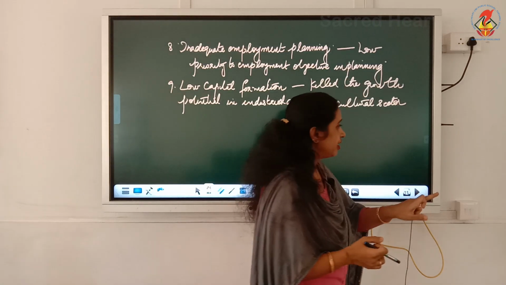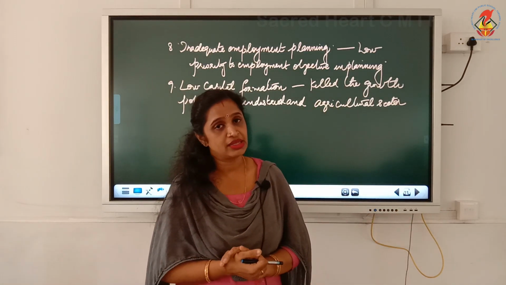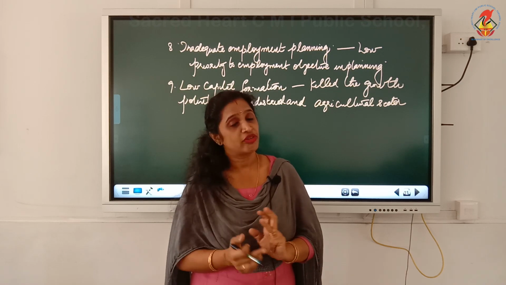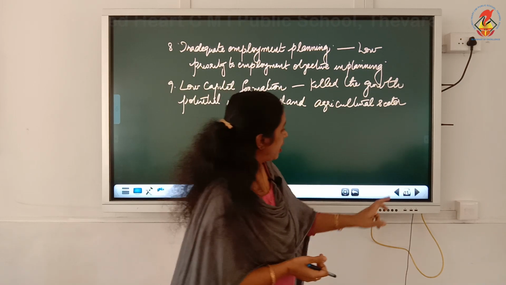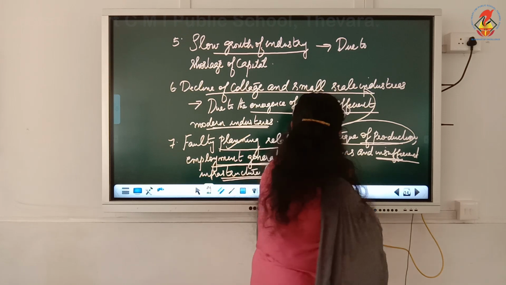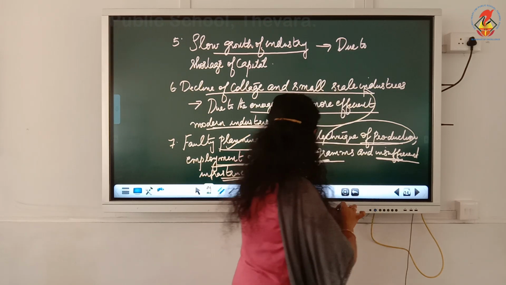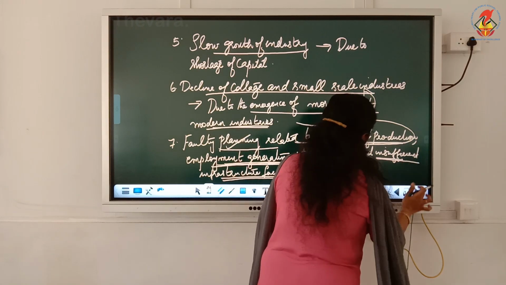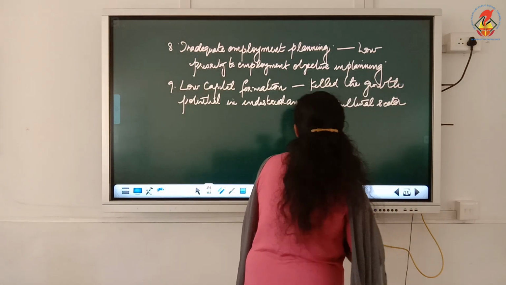So faulty planning. So under the faulty planning, there are three concepts that you have to explain. One is lack of infrastructure facilities, and point number 2, that is inefficient employment generation programs by the government and adoption of a technique of production.